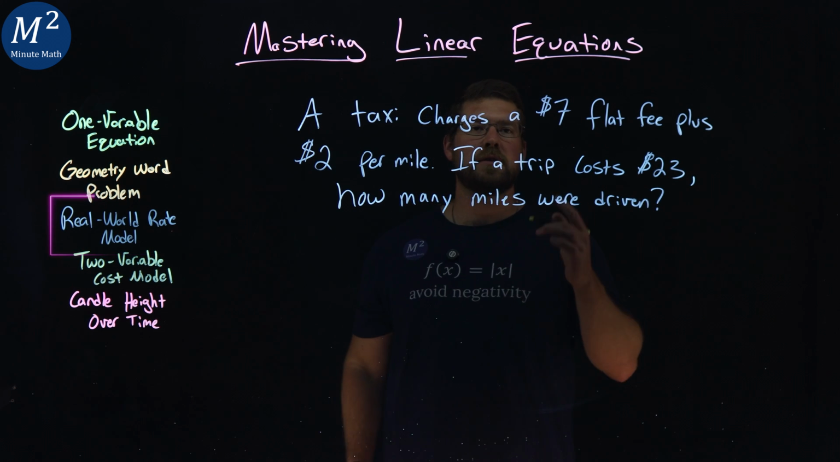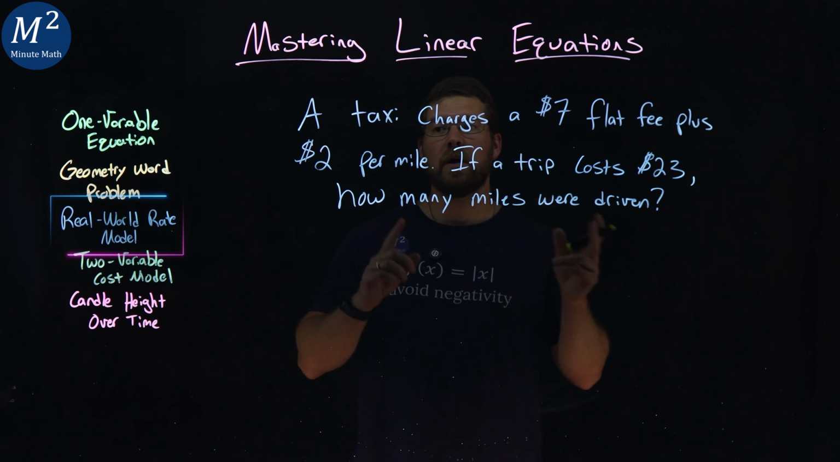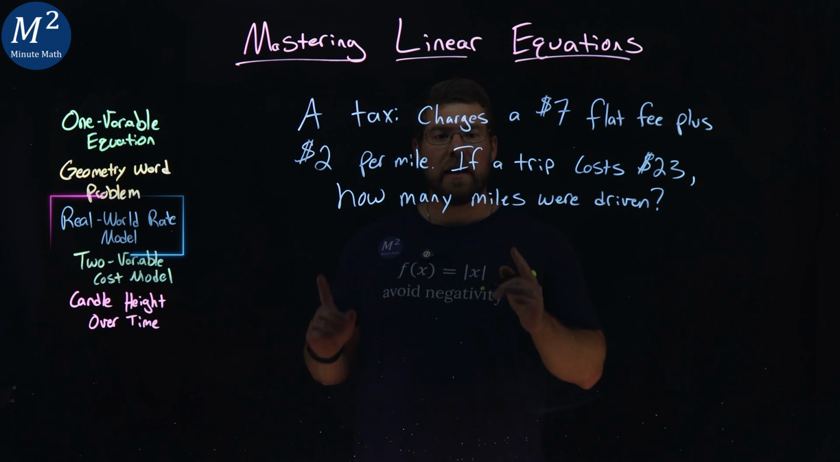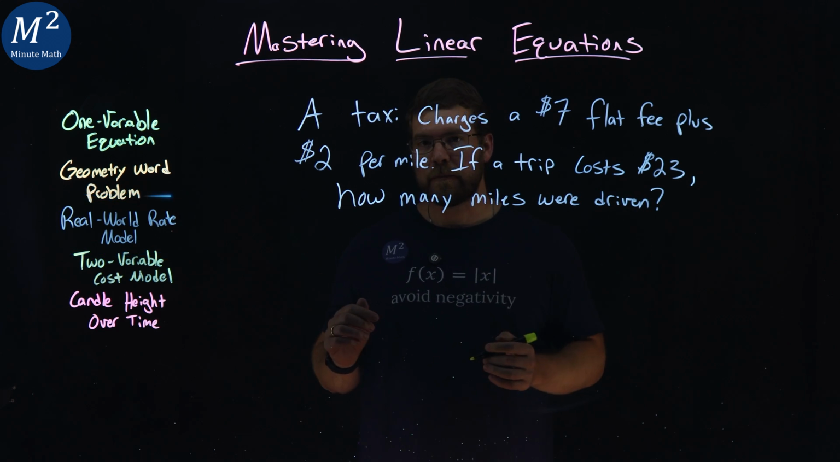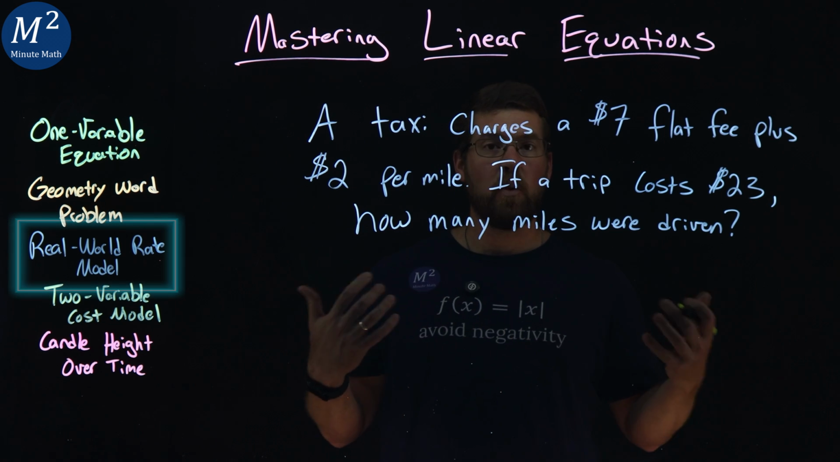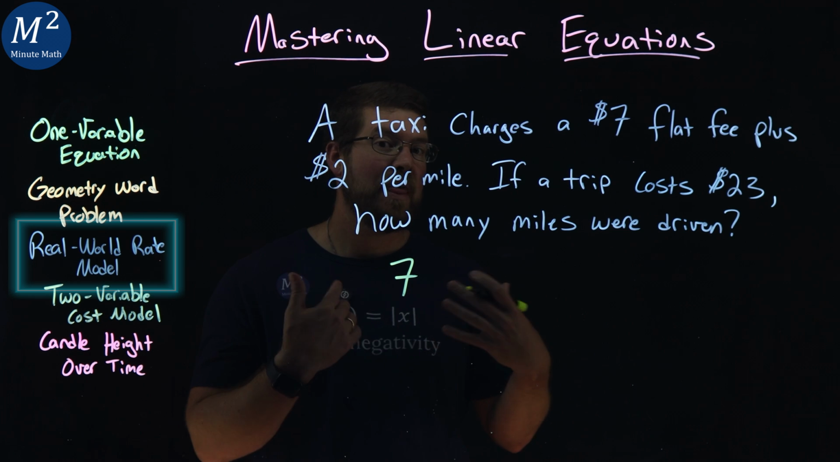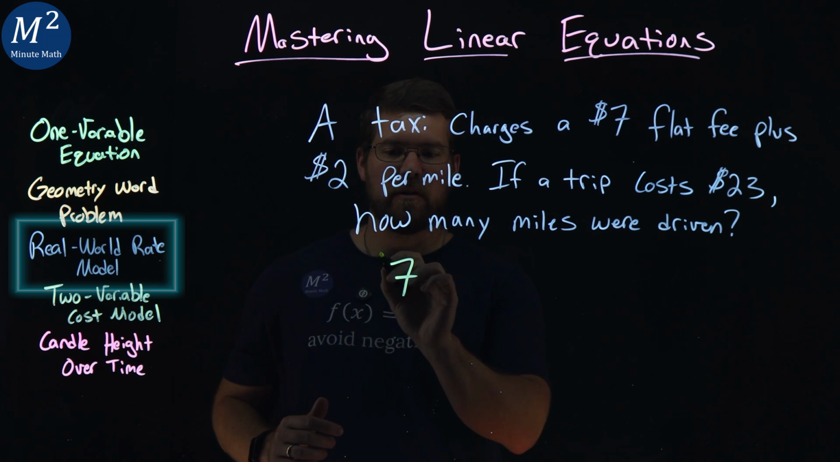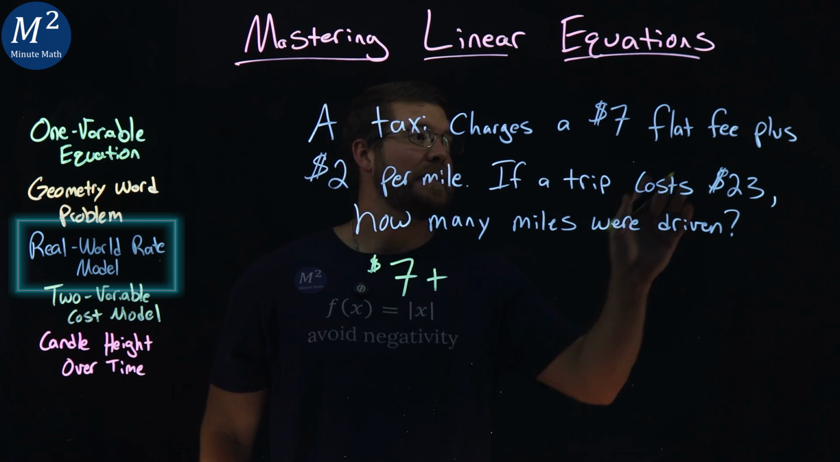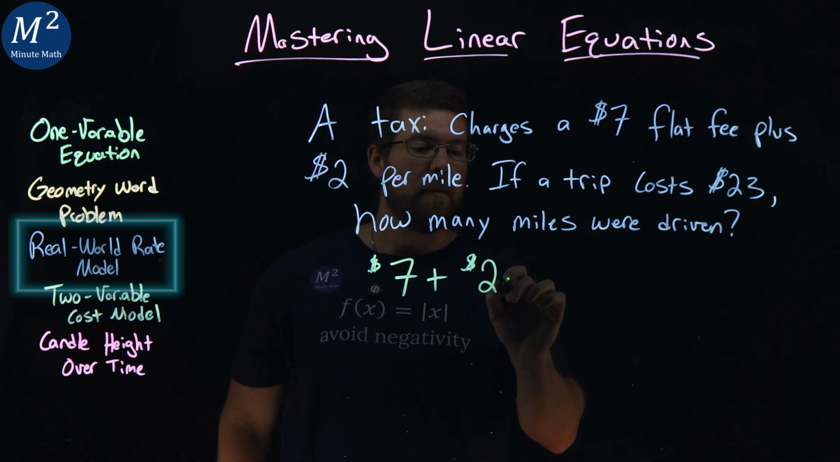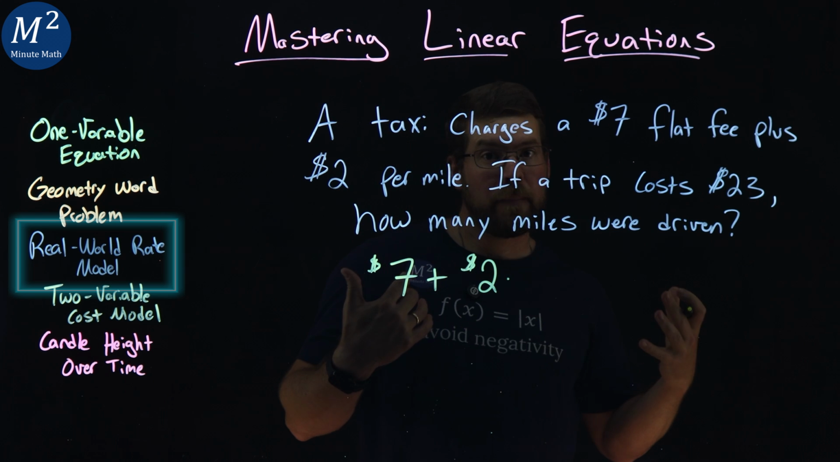A taxi charges a $7 flat fee plus $2 per mile. If a trip costs $23, how many miles were driven? Let's see if we can make an equation for our scenario. We have a $7 flat fee. That doesn't change. It's just $7. Plus, they said $2 per mile. So we have $2 multiplied by how many miles the trip was.